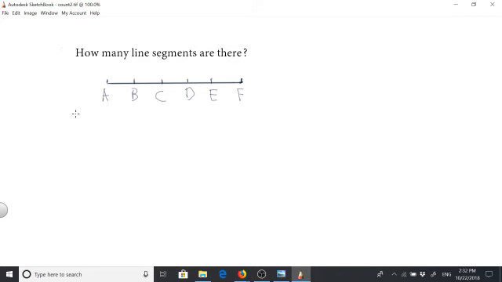Now we try a second way of counting. So this time, instead of counting according to the length of the line segments, we'll just start from left to right. So we count this according to the starting letter of the line segments. Let's see. So let's look at the segments.